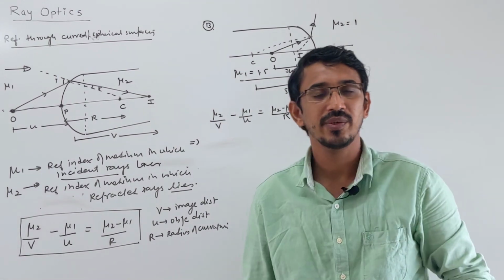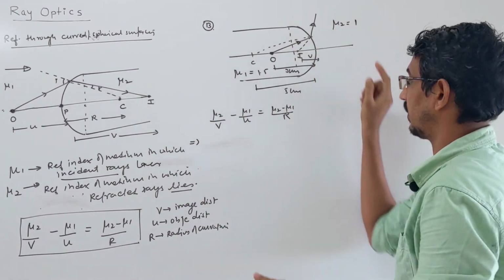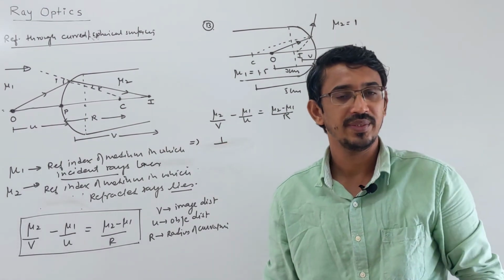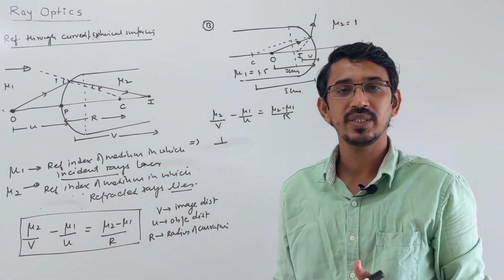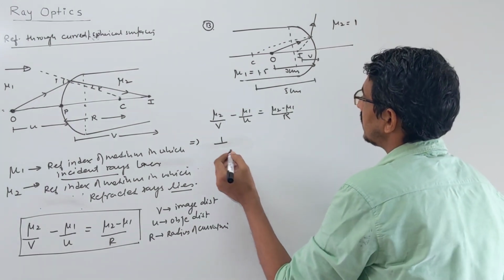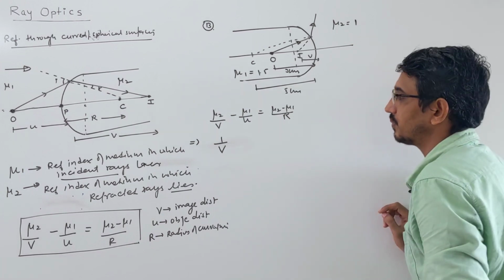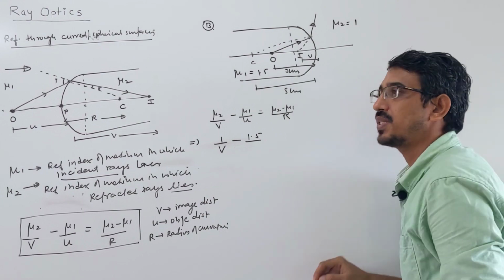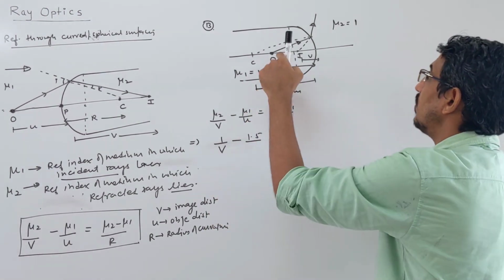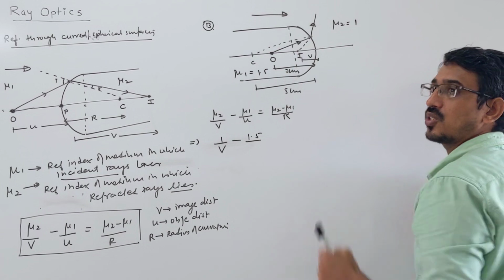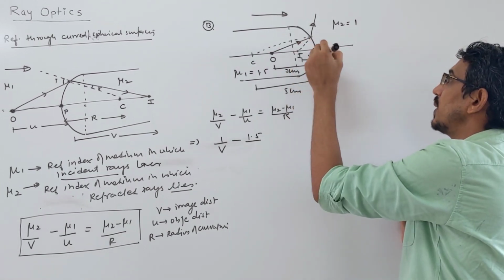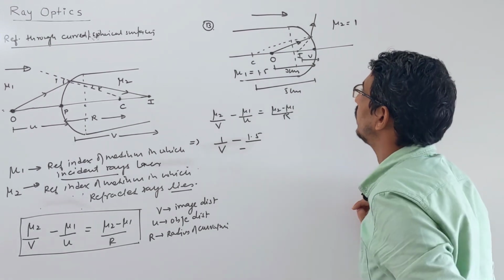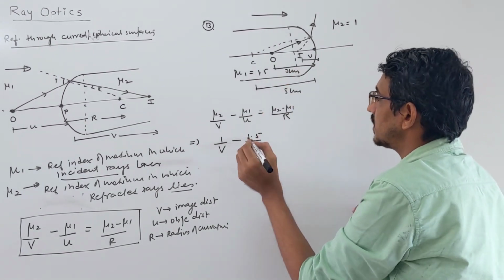mu2 is the medium in which your refracted rays are traveling, that I already wrote as 1. We want to find the image distance, they are asking at what depth that bubble will appear, that's simply your image distance. So for the image distance, v alone, minus mu1, which is 1.5. Is the object distance negative or positive? Look here, the light is going in that direction. From here we measure the object distance going against this direction, so u will be negative, and u is given as 3 centimeter.